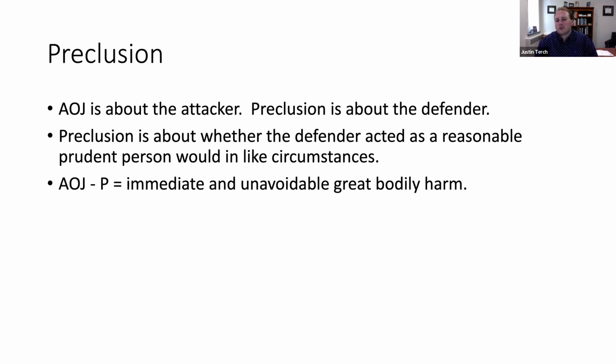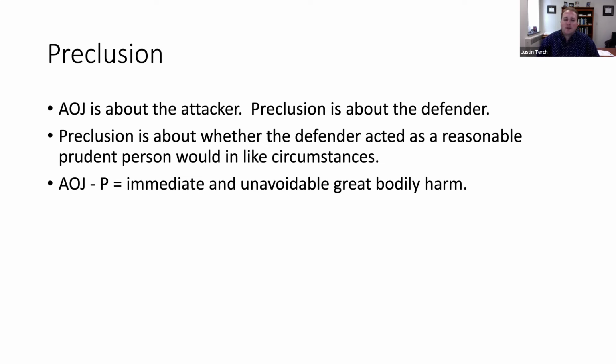The final one is preclusion. So AOJ is about the attacker. Does the attacker have the ability? Does the attacker have an opportunity? Does the attacker put me in jeopardy because of their manifest intent? Preclusion is about you. And this is the final element here. Preclusion is about whether you acted reasonably as another reasonable, prudent person. Remember the reasonable man standard. Would you act like those jurors would act in a similar circumstance?